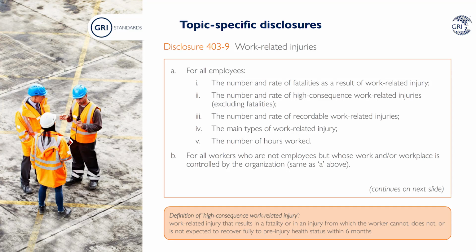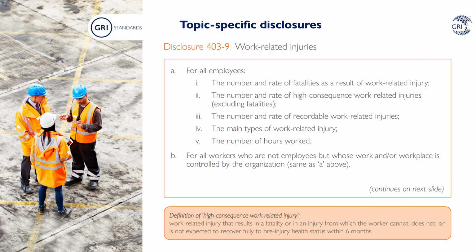Disclosure 403.9 covers work-related injuries. It requires organizations to report the number and rate of fatalities as a result of work-related injury, the number and rate of high-consequence work-related injuries that were not fatalities, the number and rate of recordable work-related injuries, the main types of work-related injury, and the number of hours worked. As mentioned earlier, the number of hours worked is required so rates can be easily calculated when analyzing data with different methodologies. The same set of data is required for workers who are not employees but whose work or workplace is controlled by the organization.